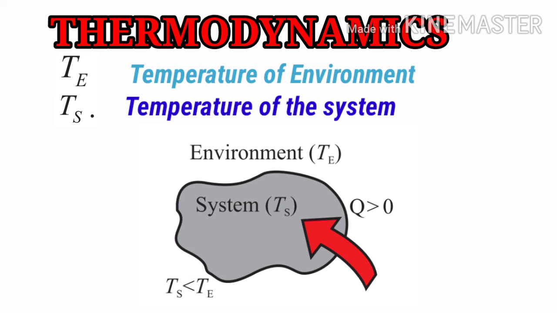But students, can you guess what is the meaning of the notation Q? The notation Q is used for the heat transfer between the system and the surrounding. As the energy, meaning heat, is flowing from the environment to the system, Q is positive, meaning the transfer of heat to the system is considered positive.